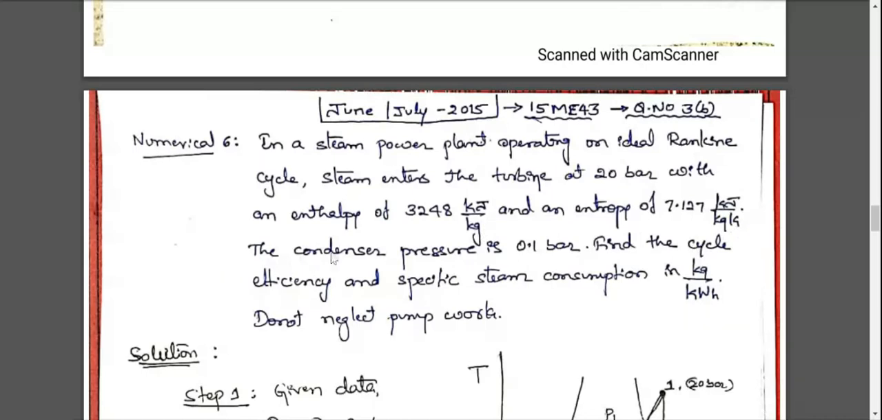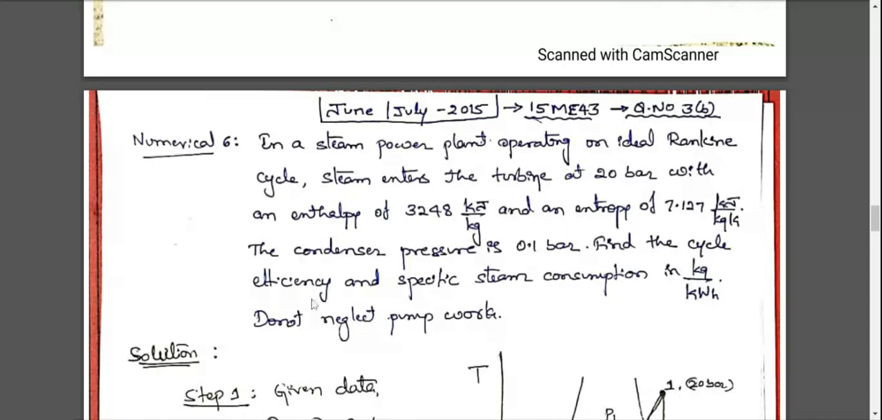The next point, the condenser pressure is 0.1 bar. So this is the pressure P2. Find the cycle efficiency and specific steam consumption. It should be in kg per kilowatt hour. And one more condition he has given, do not neglect pump work.